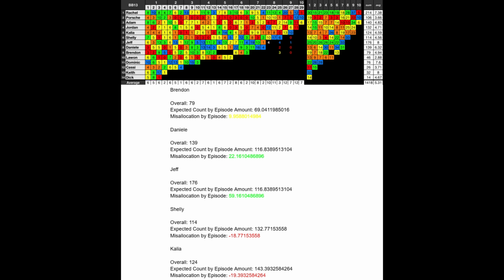Shelly got 114 diary rooms, and her expected count by episode amount is 132. So essentially, she's missing 18.77 diary rooms. And it's pretty similar with Kalia, who got 124 diary rooms, and her expected count by episode amount is 143.39. And she is missing 19.39 diary rooms. And this is pretty much the case with a lot of the newbies who made it a decent way throughout the season.